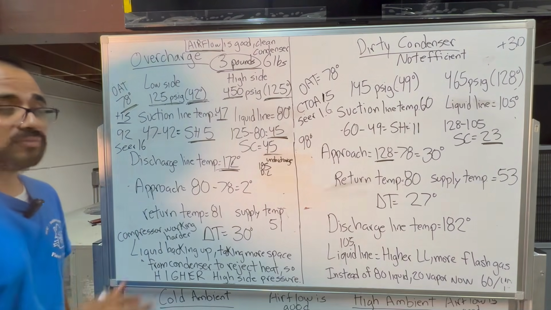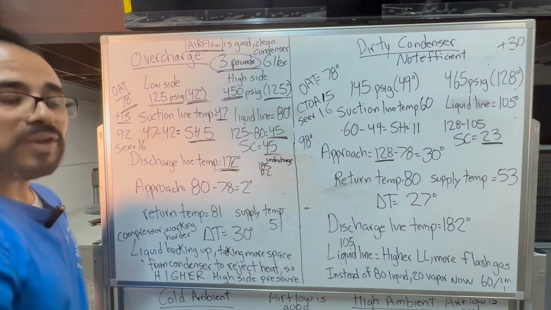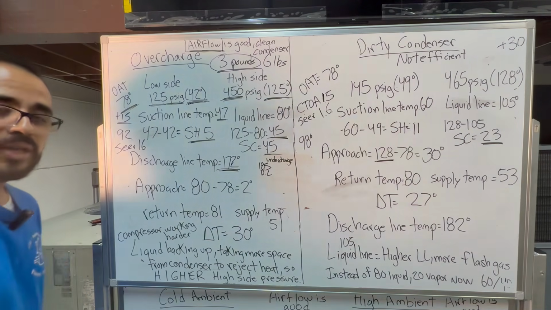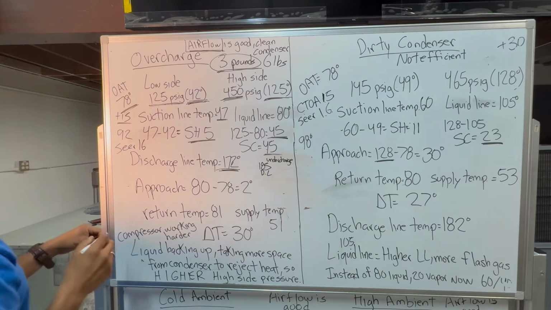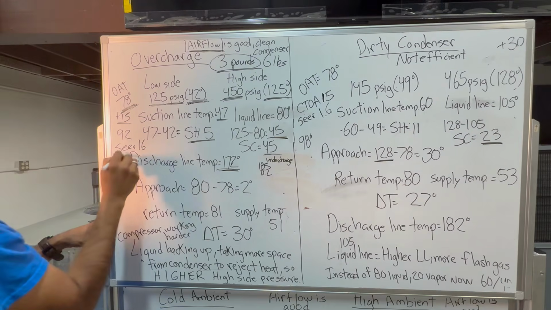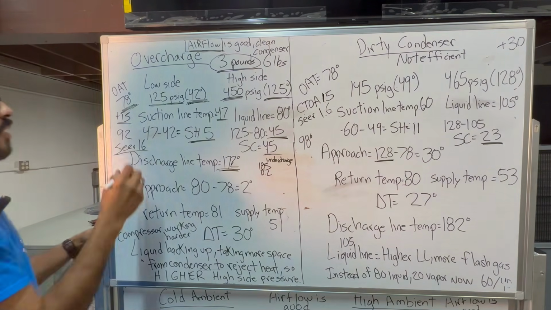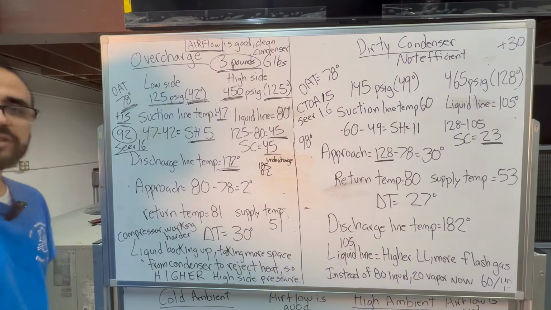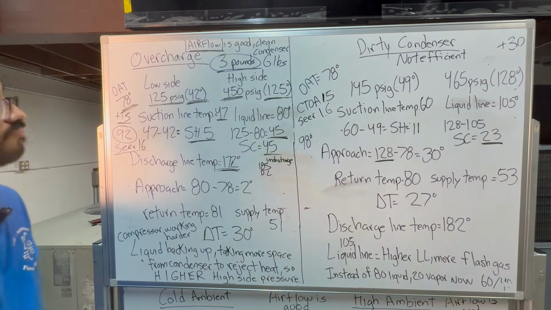Look at my high side. It's pretty crazy. 450, 125 degree condensing temperature. So going back to the CTOA, condensing temperature over ambient, if I had an outside air temperature of 78, it was a SEER 16. It's a 15 over ambient. My condensing temperature should have been 92. It's at 125. That's pretty high.